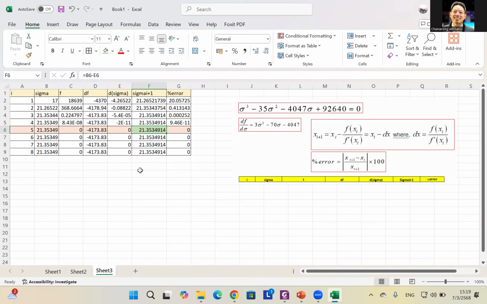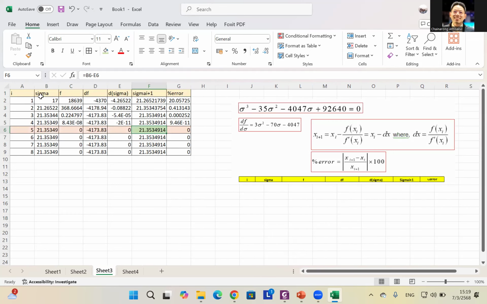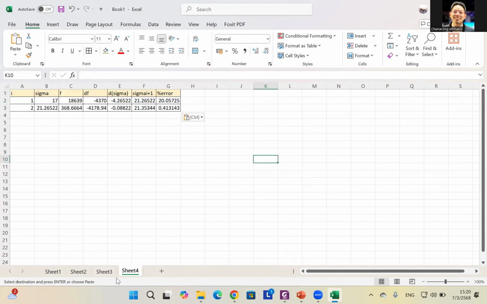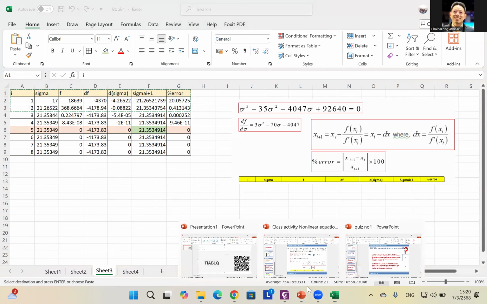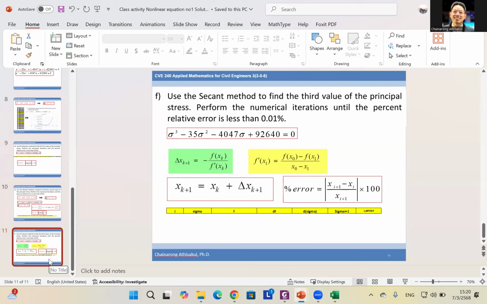Okay, we move to the final method, that is secant. We have just 1 minute. We do the same, right? But for secant, we will approximate the first derivative.